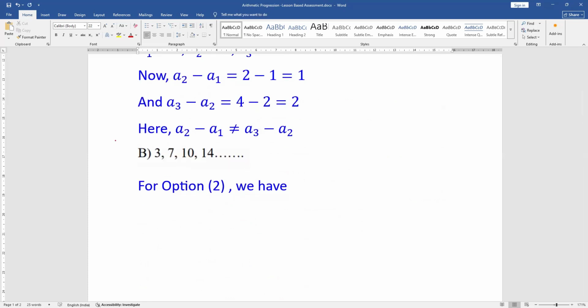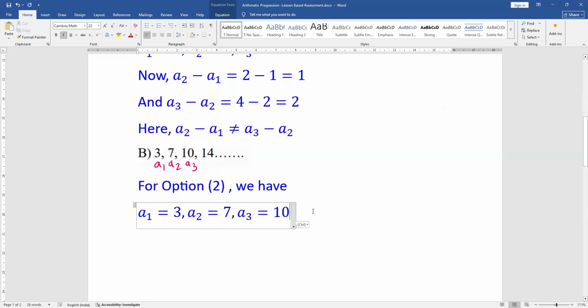So in this, we have the first term here. This is A1, this is A2, this is A3. Correct? Here we have A1 as 3. Okay. We have A1 as 3. Then we have A2 as 7. And then we have A3 as 10. So A3 is 10. Next, the same process. Now, so I write like this.